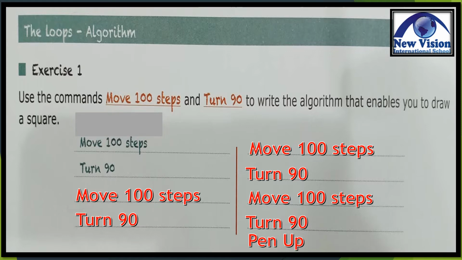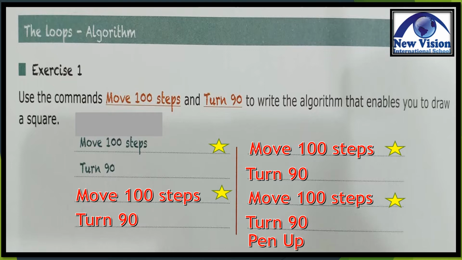Now, I would like you to focus on the move 100 steps. How many move 100 steps do you see? Let us count. 1, 2, 3, and 4. The move 100 steps represent the length of the side of the square. And remember, the square has 4 sides. So we have 4 move 100 steps.